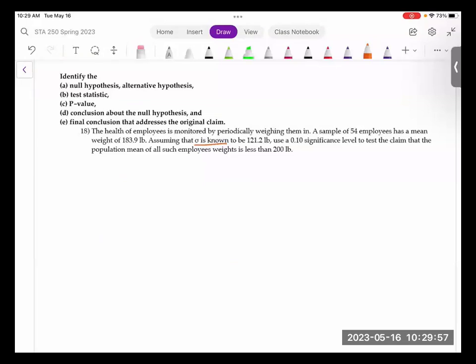All right, everyone. What you're going to do is start with the information that you have. So n is going to be 54. It would be nice to list them. Sigma is known, and it is 121.2. X bar is going to be 183.9. The alpha is going to be 0.10. And this is your claim, and the claim basically says the mean is less than 200.